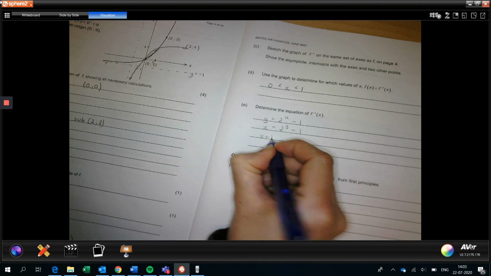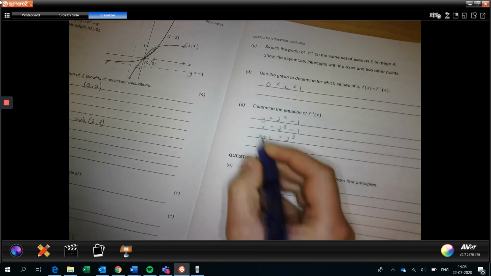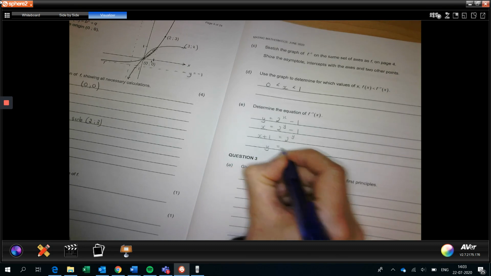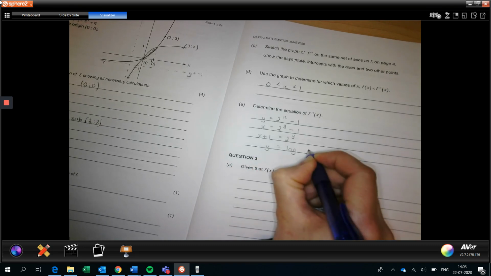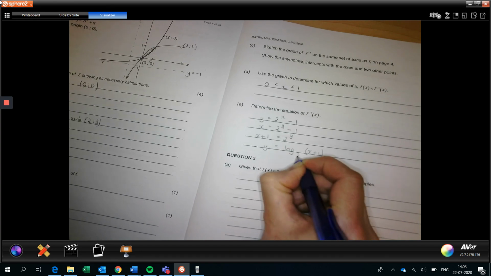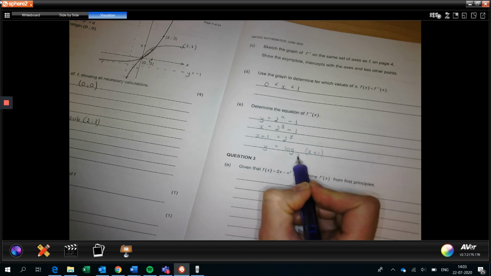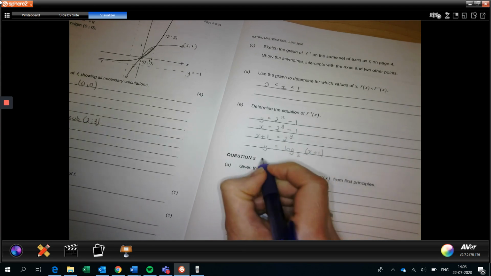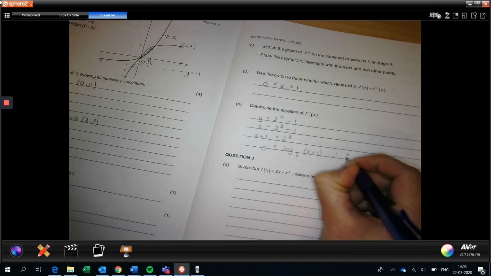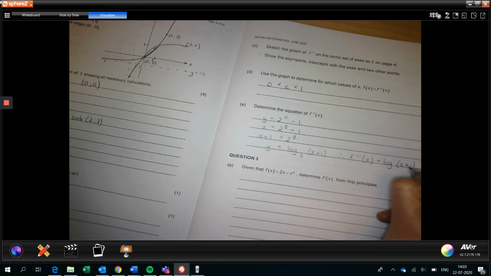So I'm going to add 1. I'll get 2 to the y. Then if I write it as y, the subject of the formula, y is the log of x plus 1 base 2. Remember, if 2 is the base of it in exponential form, 2 is the base of the log. And then you can replace that with f to the minus 1 of x is the log of x plus 1 base 2.